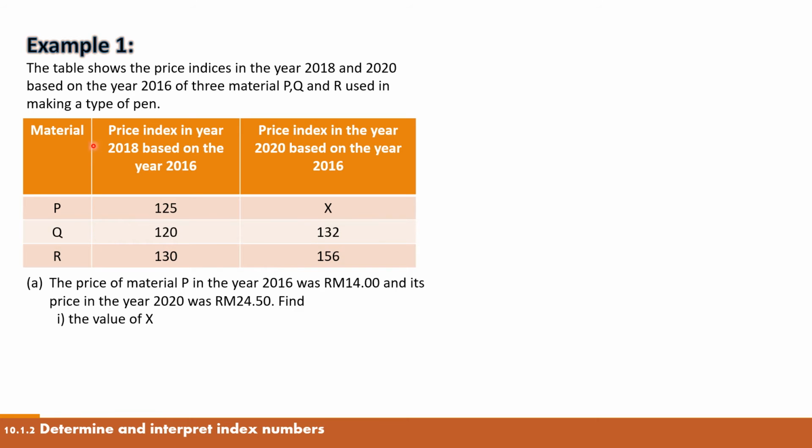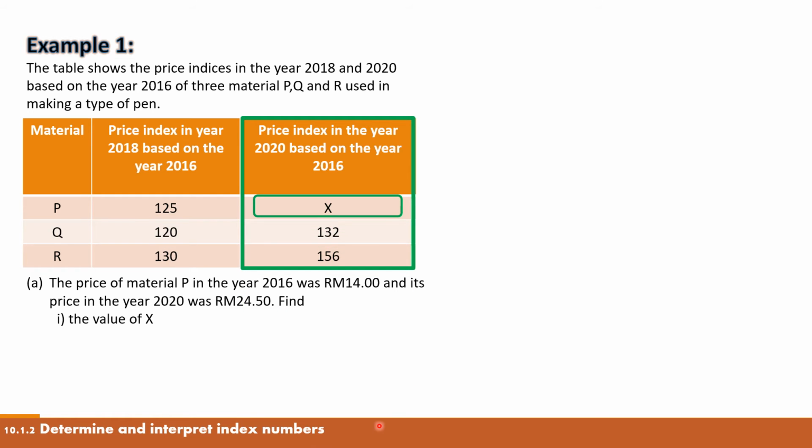The first column will be the material, the second column is the price index in year 2018 based on year 2016, and the third column is the price index in year 2020 based on the year 2016. The price of material P in the year 2016 was 14 ringgit and its price in the year 2020 was 24 ringgit 50 cents. Find the value of X, as the value of X is in the column of the price index in the year 2020 based on the year 2016.